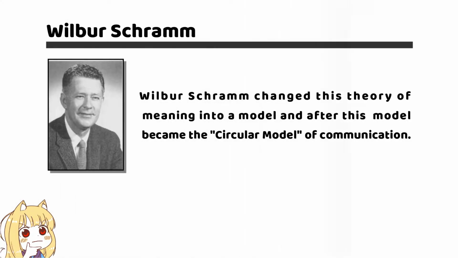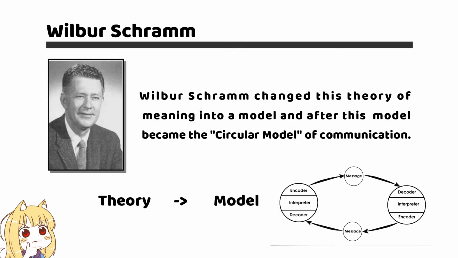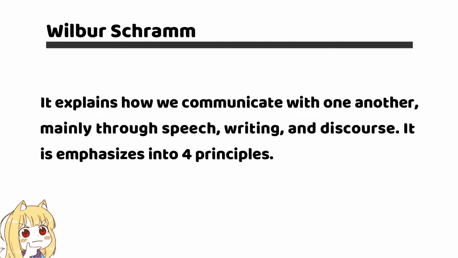But Wilbur Schramm changed this theory of the meaning into a model, and after this the model became the circular model of communication. It explains how we communicate with one another, mainly through speech, writing, and discourse. It is emphasized into four principles.